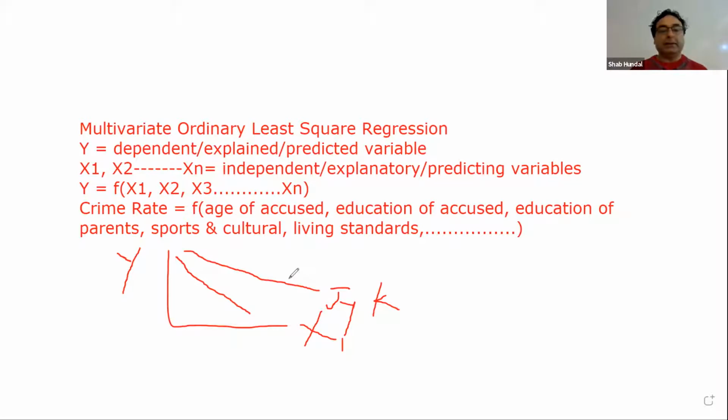So beta, the B, is the slope. Each variable, age of accused, education of accused, education of parents, sports, cultural, living standards, they all will give you a slope. And that slope is called the regression coefficient. Then we will decide, by using the test of significance, whether this relationship is significant or not.